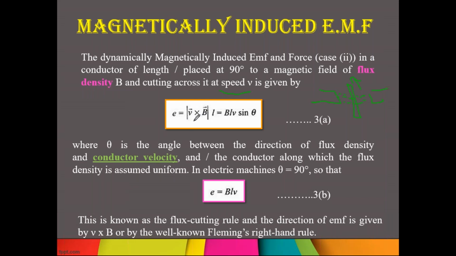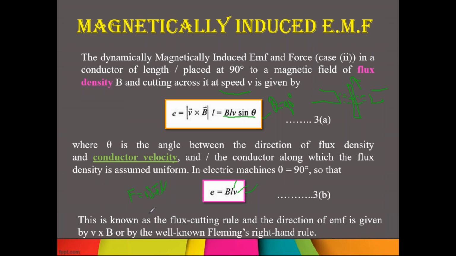Now if you eliminate the vector product, you will get BLV sin theta. Here the angle between the field and the conductor is 90 degrees. When you substitute theta equals 90 degrees in this equation, you get E is equal to BLV. Here B is the magnetic flux density, L is the length of the conductor and V is the velocity. If you write the same equation in the form of force, you get F is equal to B into I into L.